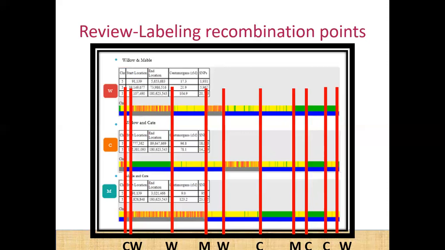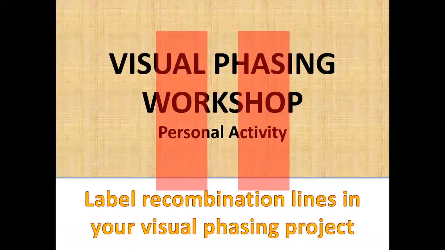We have now marked all the recombination lines for who had recombination take place at that line. Go ahead and label the recombination lines in your visual phasing project.